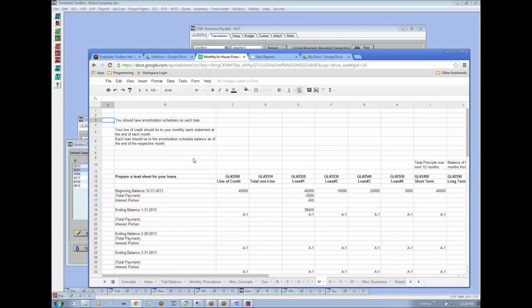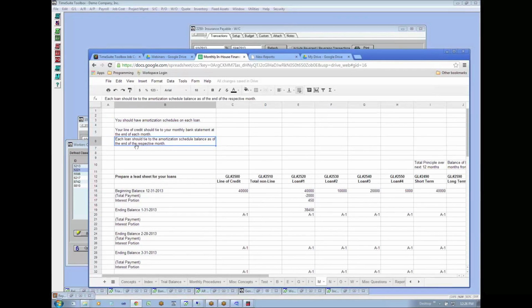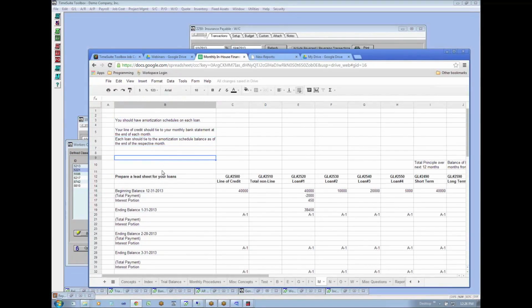Some concepts for that. The M work papers in our indexes are notes payable. You should have an amortization schedule for each loan. Your CPAs will have that in their working papers. If you don't, you just get copies of that. Your line of credit should tie to a monthly bank statement at the end of each month. Each loan should tie to the amortization schedule balance as of the end of the respective months.